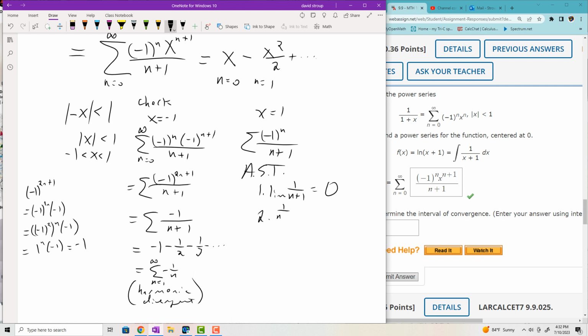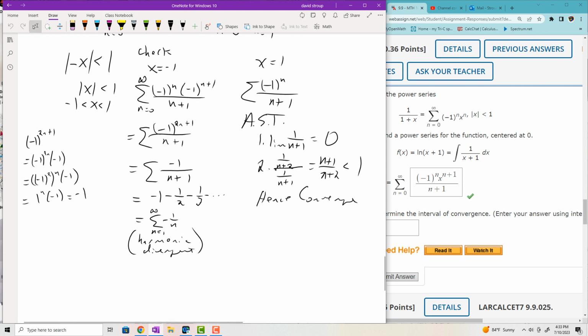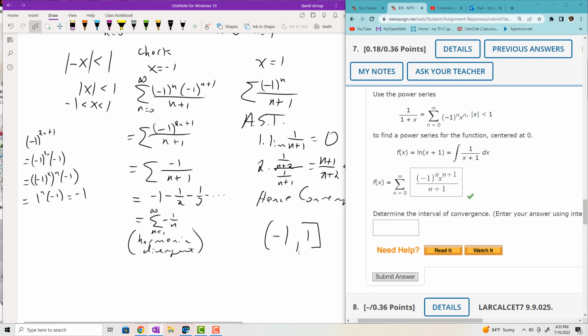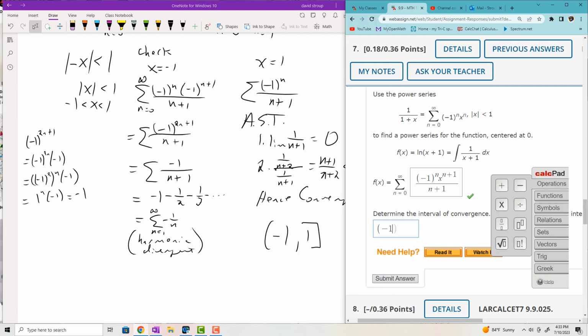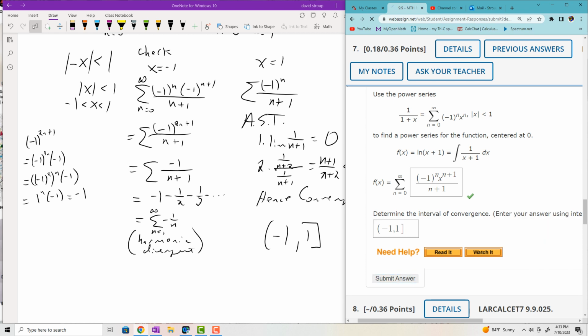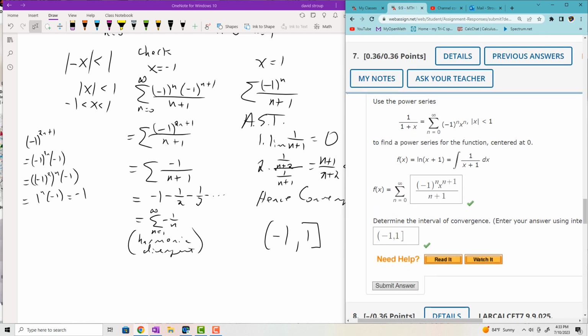Secondly, look at the ratio of consecutive terms. A sub n plus 1 is 1 over n plus 1 plus 1, which is 1 over n plus 2. A sub n is just 1 over n plus 1. Take the reciprocal. That's definitely less than 1, therefore it's convergent. Okay. So I think the pattern is that we're gaining one endpoint of convergence when you integrate. So negative 1 to 1, bracket. Okay, yay.